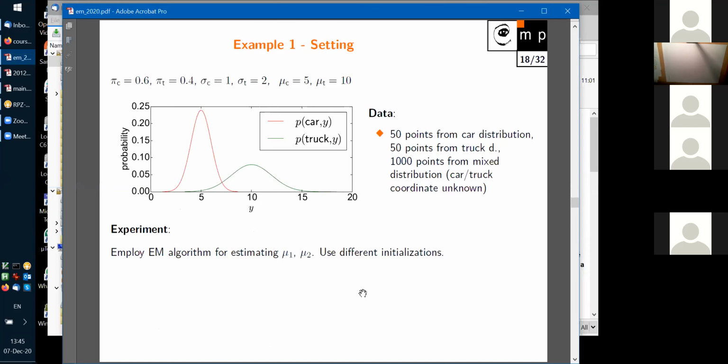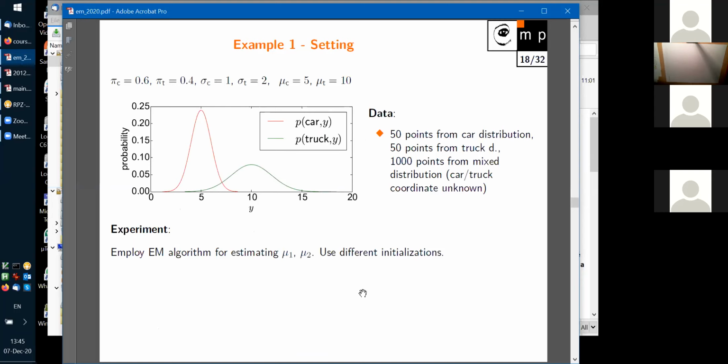Okay, so how does our experiment work here? We chose to generate 50 points from the truck distribution, 50 points from the car distribution, and 1,000 points from the mix, where we didn't know which is which. So let's see what happens if we estimate from different mu1, mu2.